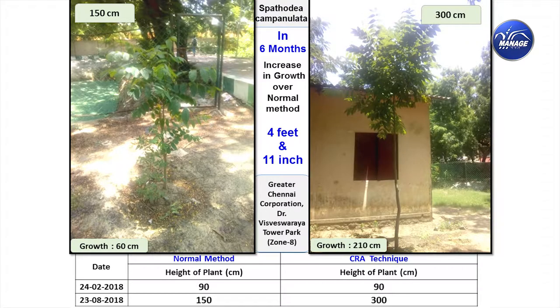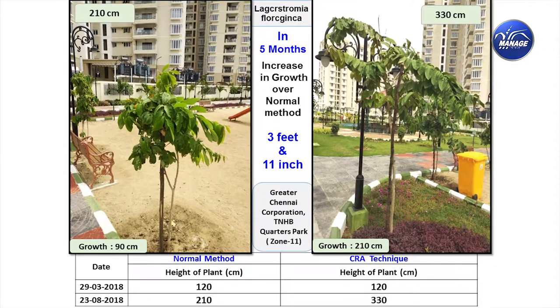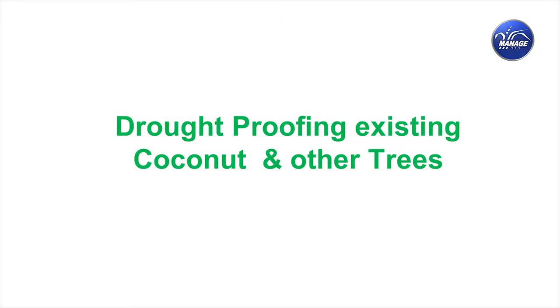Then Spathodea, within 6 months, that growth difference was 4 feet and 11 inches. And another species is 3 feet and 11 inches. This is what I would like to show you. So, the independent evaluation also, we could try to see.